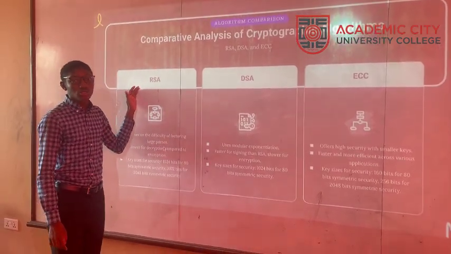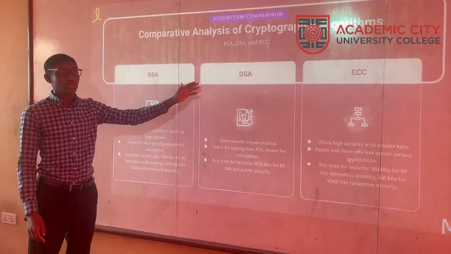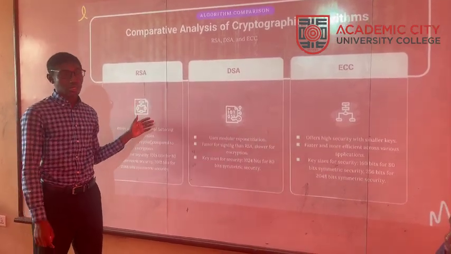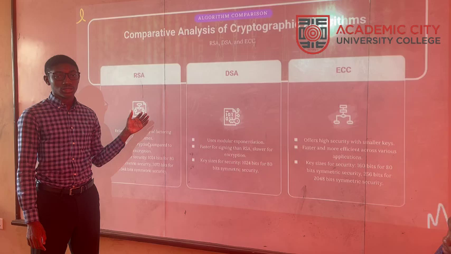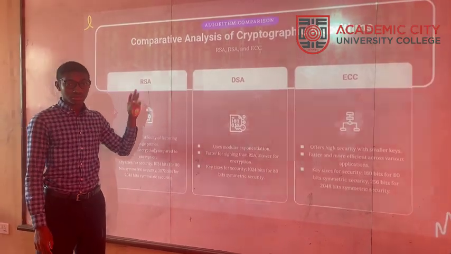RSA is mostly used for digital signatures and encryption. DSA is mostly used for just digital signatures, and ECC is versatile and used for both encryption and digital signatures, which is why it is considered the most efficient out of the three.